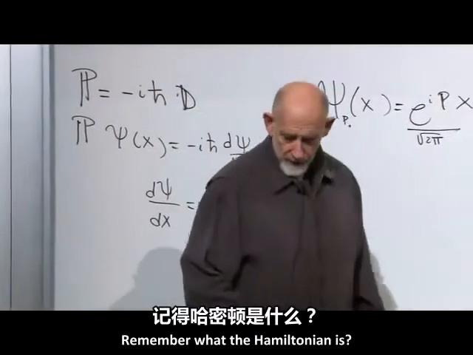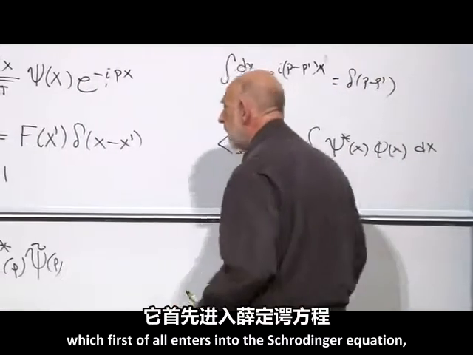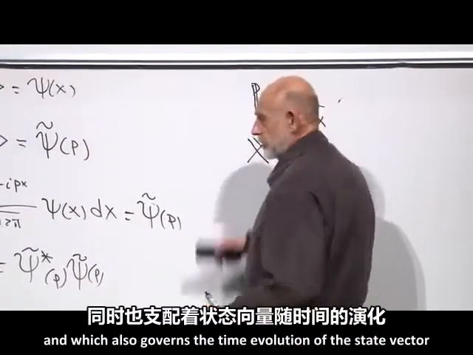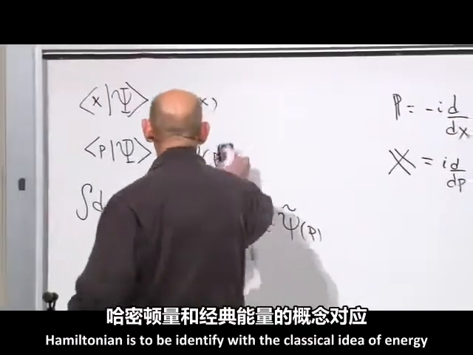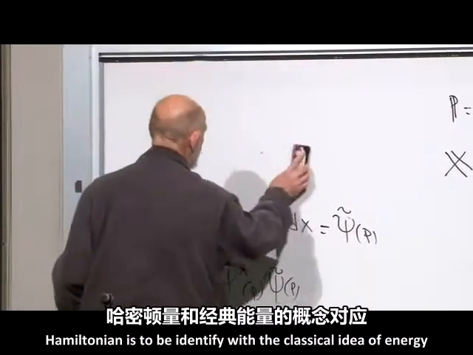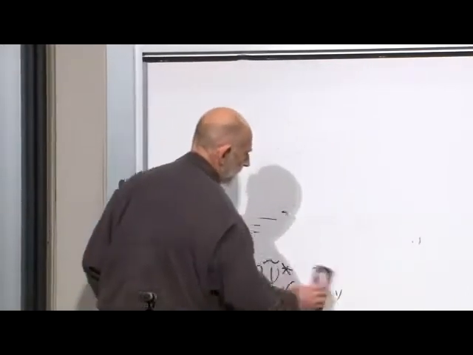Remember what the Hamiltonian is? The Hamiltonian is the thing which, first of all, enters into the Schrödinger equation and which also governs the time evolution of the state vector. The Hamiltonian is to be identified with the classical idea of energy, just as it is in classical mechanics.